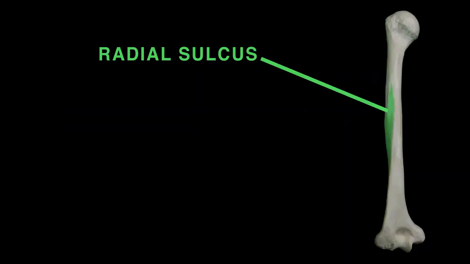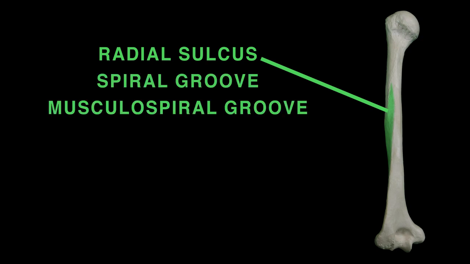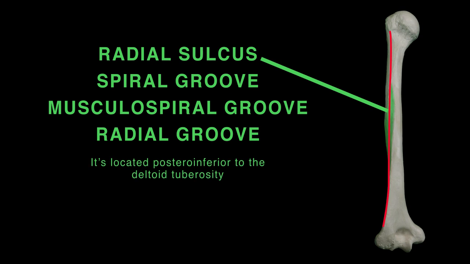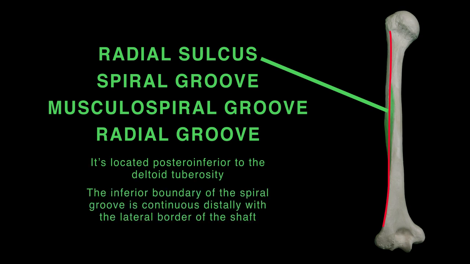The radial sulcus also goes by several other names: the spiral groove, the musculospiral groove, or the radial groove. Whatever you want to call it, it is found here on the posterior surface of the shaft. It is shallow and broad, and it is found at the center of the lateral border. It is located posterior-inferior to the deltoid tuberosity. The inferior boundary of the spiral groove is continuous distally with the lateral border of the shaft.